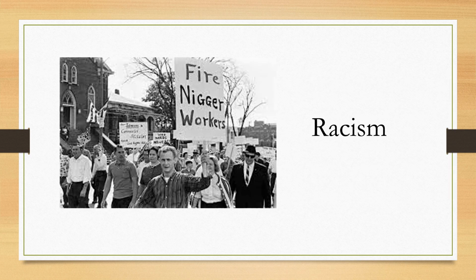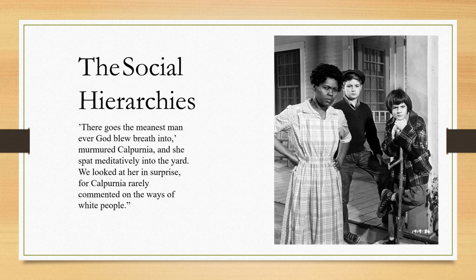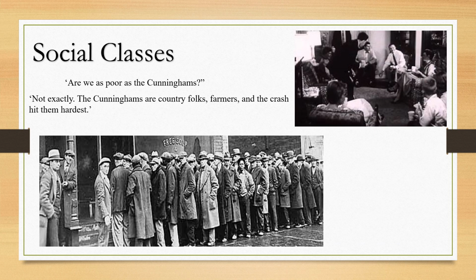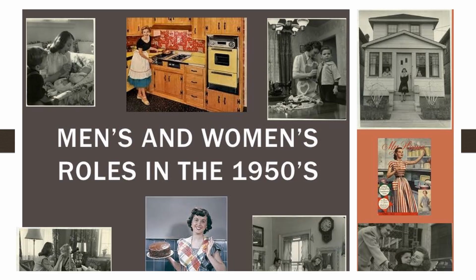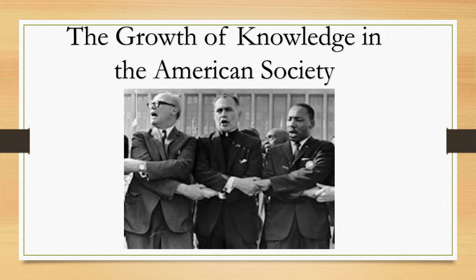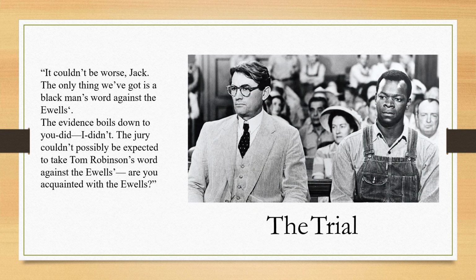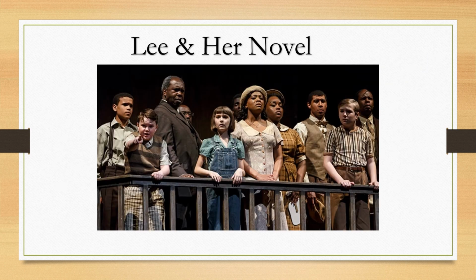Third step, you can talk about the controversial topics and issues at that specific time that match the topics brought up in the novel, such as racism, the social hierarchies. And you can provide quotations and examples from the novel, as you see in this slide. Social classes. You can talk about gender roles in the 1950s and 1960s America with examples from the novel. You might also refer to the growth of knowledge in American society, as shown in the novel. You may also compare the trial Lee witnessed as a child in her life and the famous trial scene in her novel. You may also talk about any similarities between Lee's life and her novel.